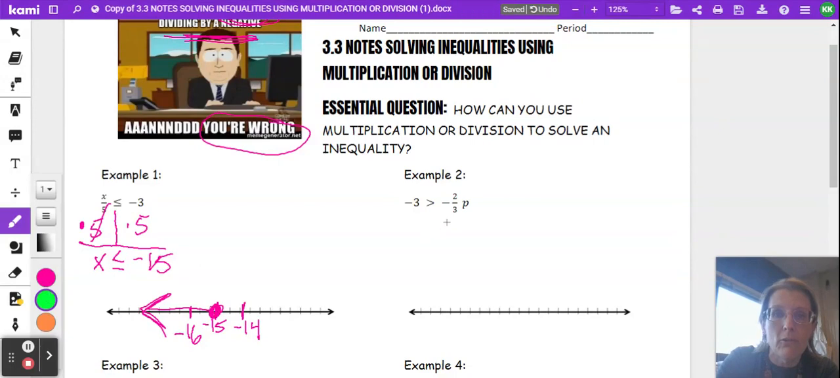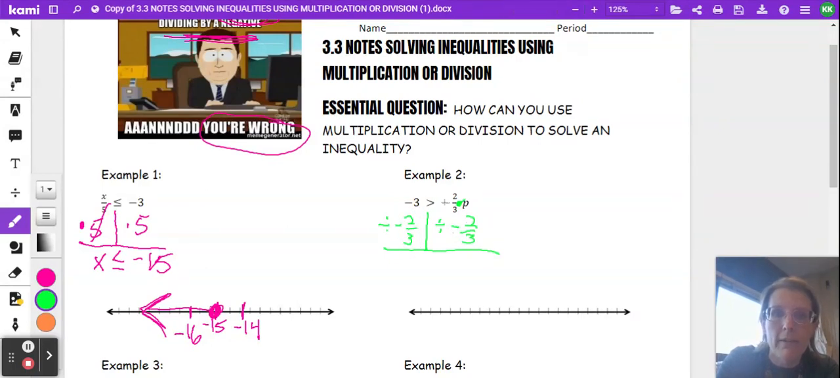Now, next example. I look at this one and I can see it's kind of backwards because the p is on the other side, but I still draw my line at the inequality sign. For negative 3 is greater than negative 2/3 p. And remember, don't be tempted to think that's a negative, so you add. When it's stuck right up against the variable, that means multiply. So you cancel it with dividing. So we're going to divide both sides by negative 2/3.